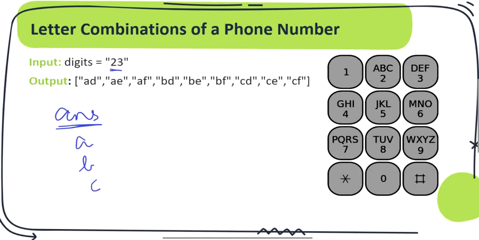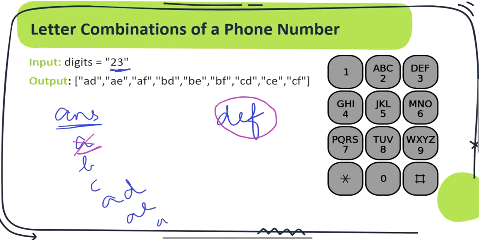Now moving on to the second digit, that is 3, the characters on the keypad for 3 are D, E, F. Now our answer should have all possible combinations. So what are we going to do? We remove the character at the top of the list, which is A. After removing, our list has B and C. Now we combine A with all the characters of the next digit, so we add to our list AD, AE and then AF.